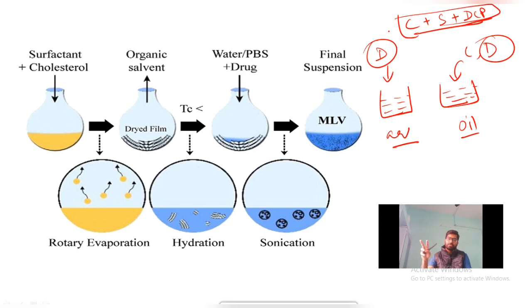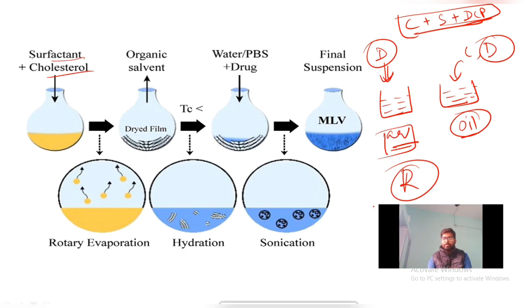You have to prepare two solutions, one is oil solution and one is aqueous solution. So surfactant and cholesterol should be mixed in your oil solution, and if the drug is soluble in water, then the drug will be dissolved in the aqueous solution. After that you have to go for rotary vacuum evaporator, and evaporate the oil phase.